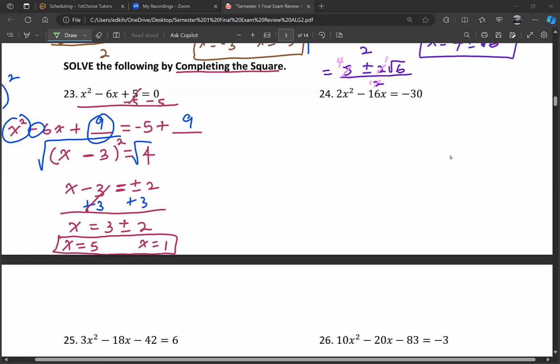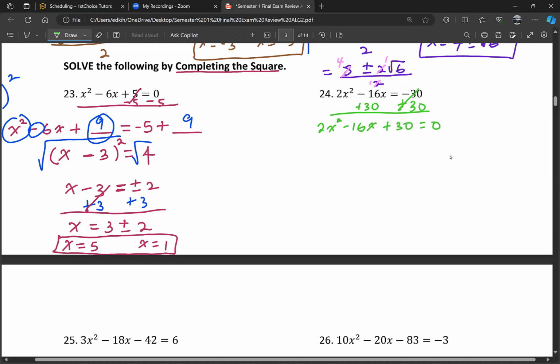Okay, so for this next question, again, remember we are solving using completing the square method. We always have to set the equation equal to 0 first. So our first step would be adding 30 to both sides. And that cancels. So we're going to have 2x squared minus 16x plus 30 equals 0.